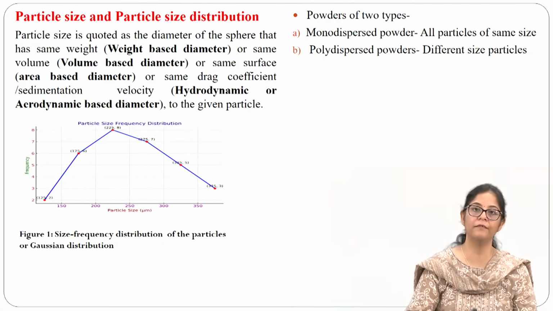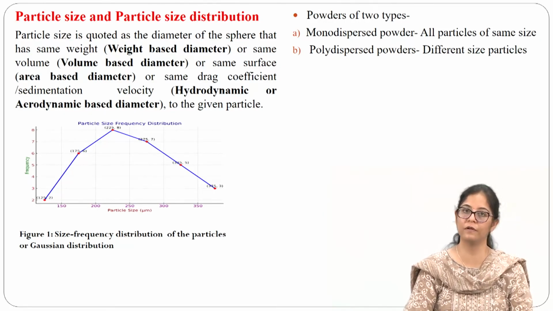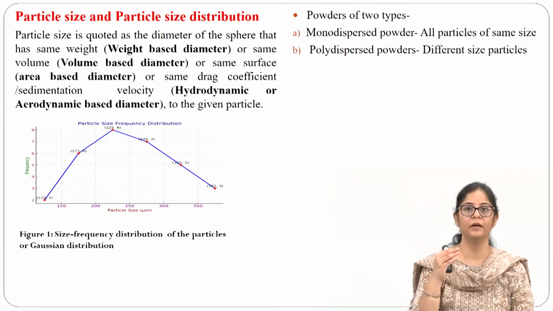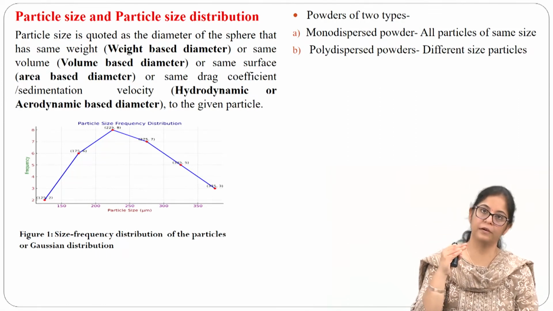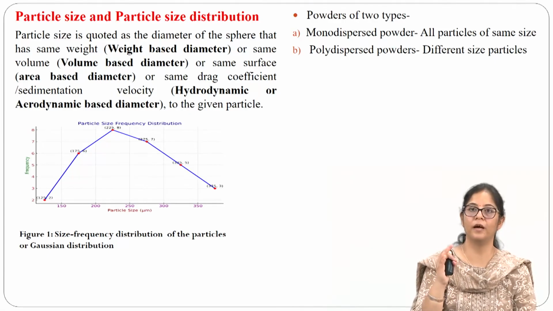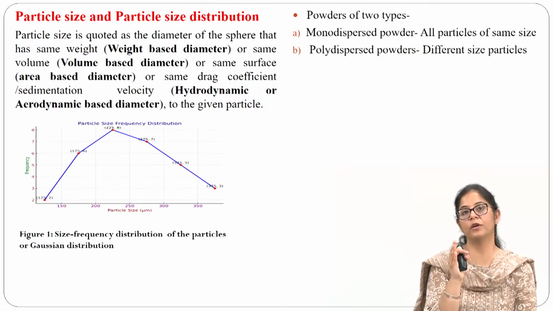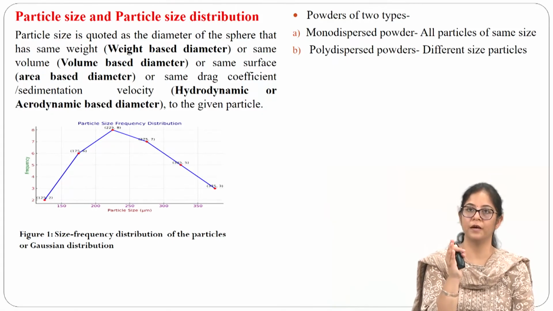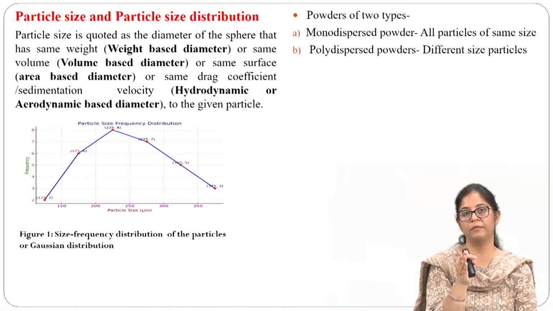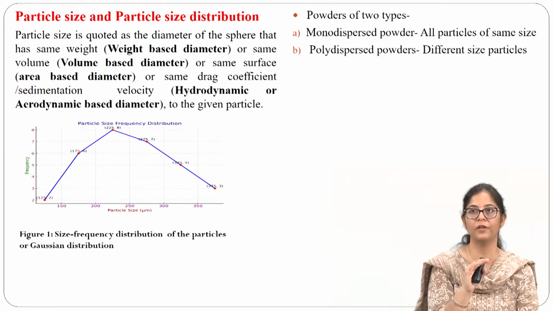Now, in figure 1, we can see a size frequency distribution of particles, which is called a normal or a Gaussian distribution. Here the frequency, that is the number of particles in a specific size range, is plotted and we get a distribution. It should be more or less superimposable, that is, if we draw a line from the mid, which is generally the average of the particles, then one half of it should be superimposable on the other half of the particles.